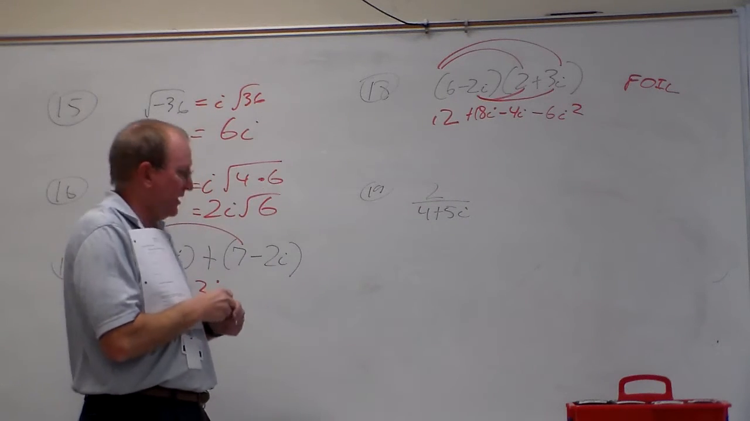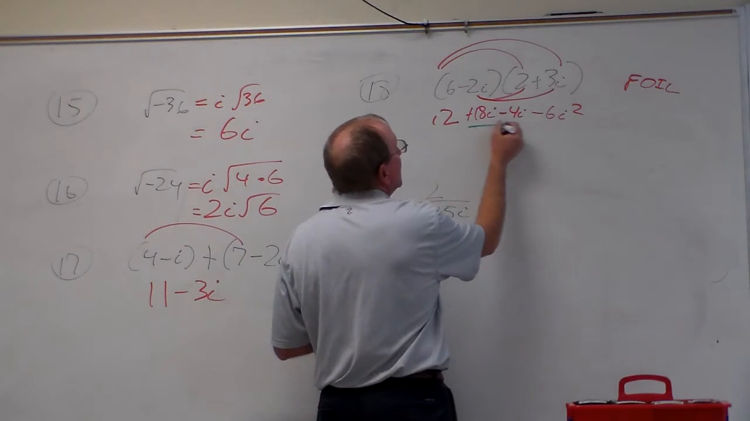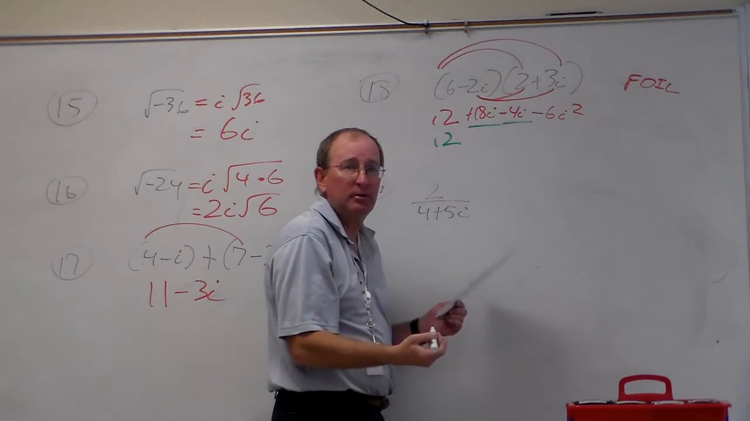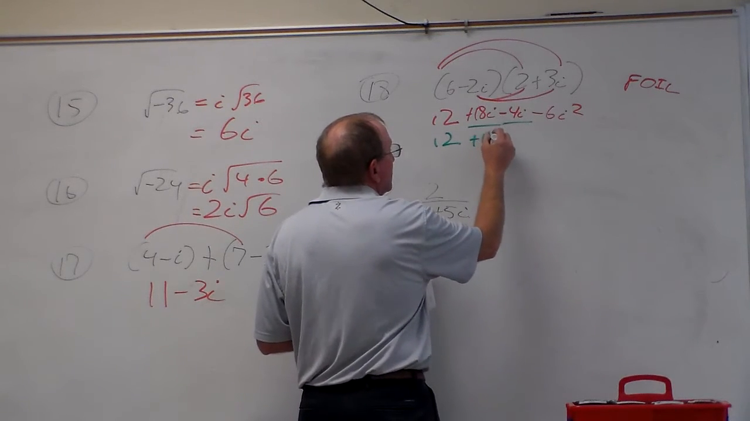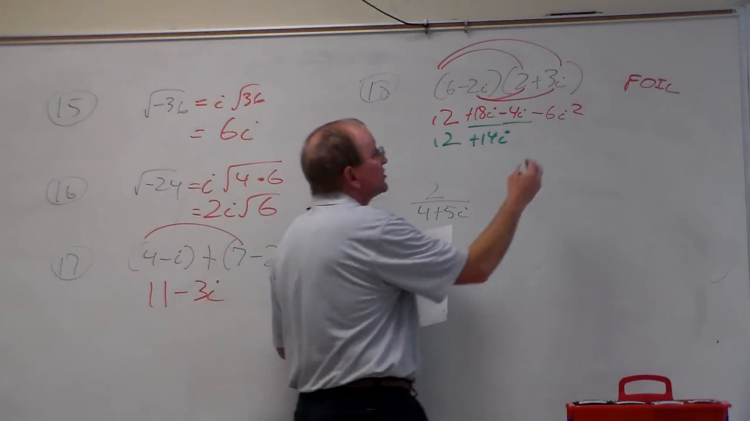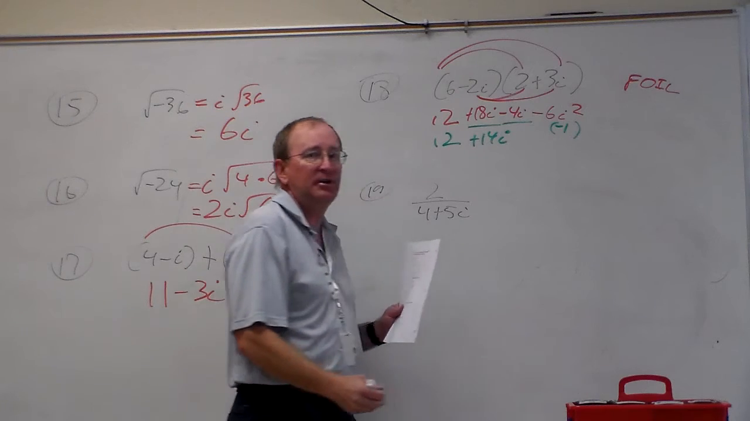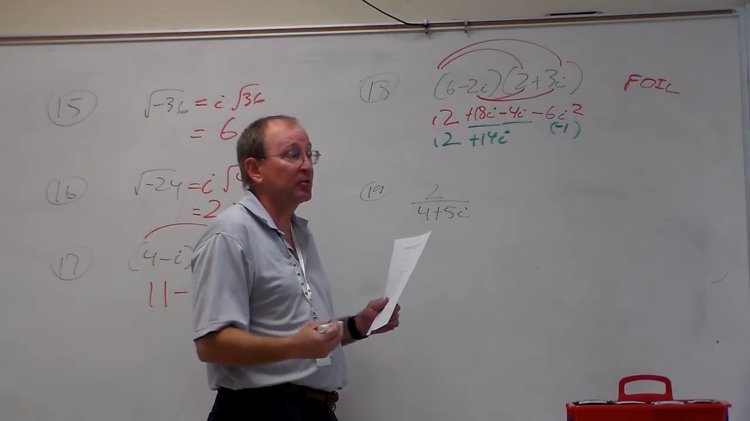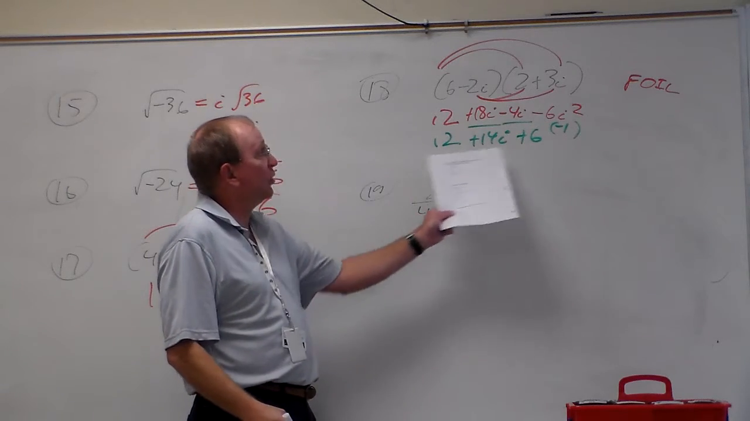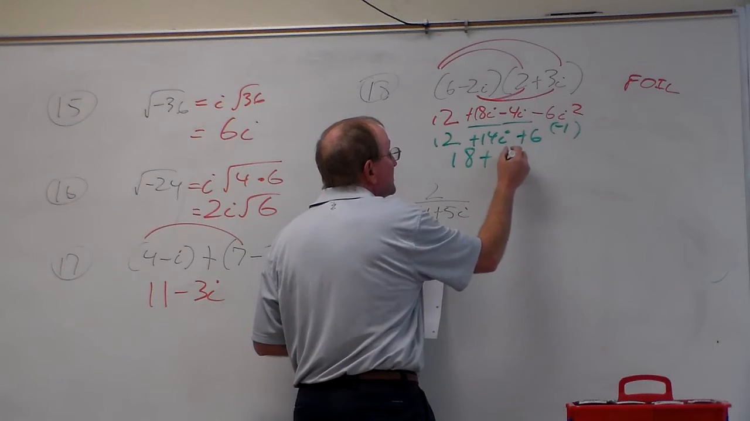And here's the big thing. You can put these two together, right? What's positive 18 minus 4? Positive 14i. But then this i squared is the same thing as negative 1. What's negative 6 times negative 1? You have to replace i squared with negative 1. Positive 6, right? Now I can add the 12 and 6 together. Makes 18 plus 14i. That's it.